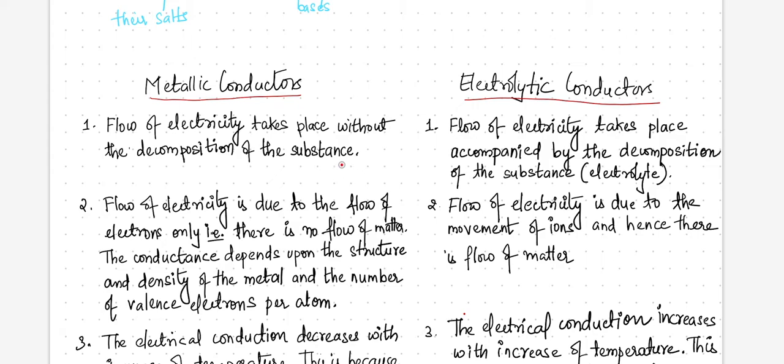So as such, when you connect two ends of the battery to a metal, we have flow of electrons, and therefore we see conduction happening in the metal, but the metal itself doesn't undergo any kind of decomposition. So that is what it means here. Flow of electricity takes place without any decomposition of the substance. However, when it comes to electrolytic conductors or electrolytes, the flow of electricity accompanies decomposition of the substance.